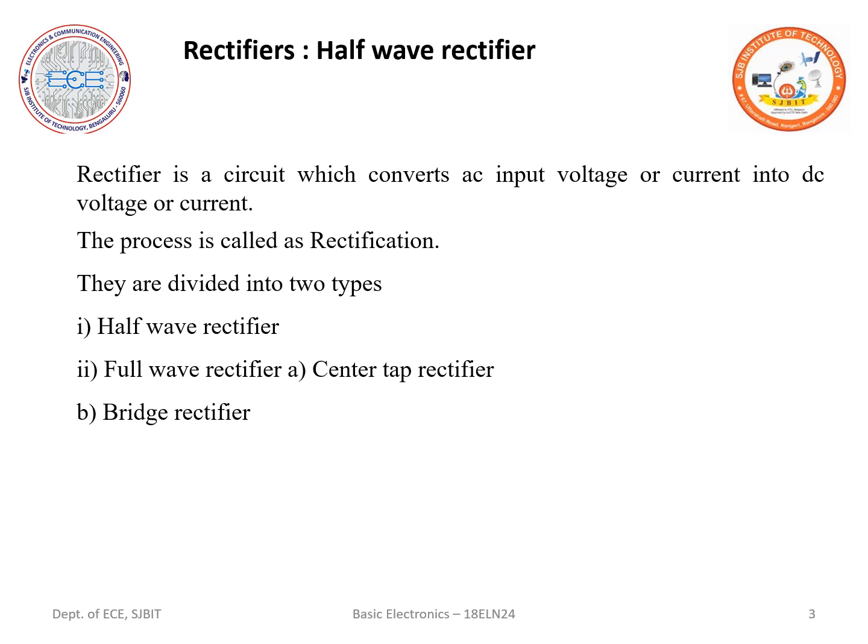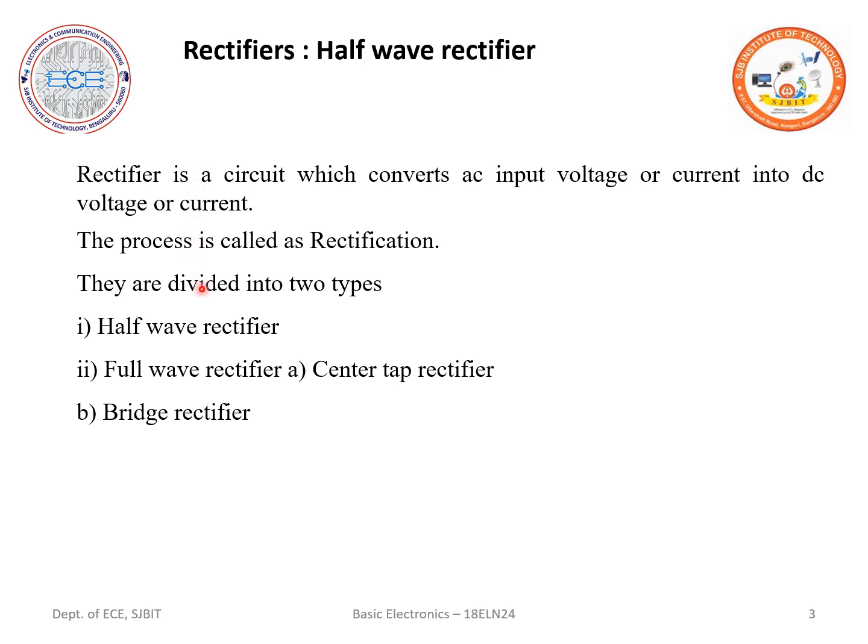So, what is a rectifier? Rectifiers are nothing but applications of PN junction diodes. That is, an application of a diode is nothing but a rectifier. Now, what is this rectifier all about? A rectifier is a circuit which converts AC input voltage or current into DC output voltage or current, and the process is called rectification.